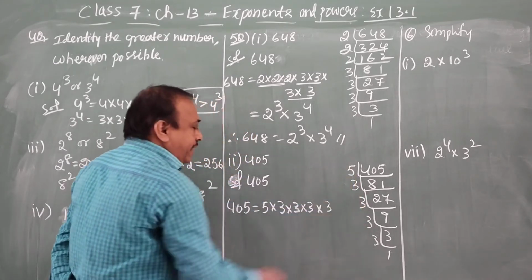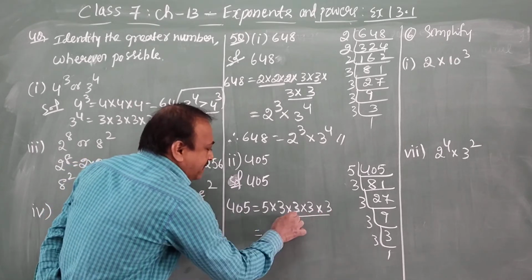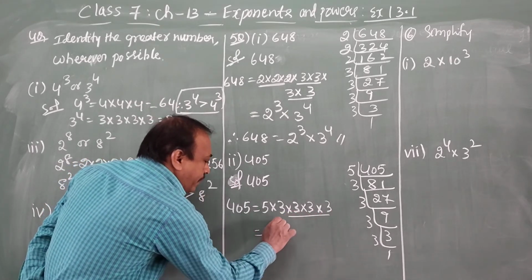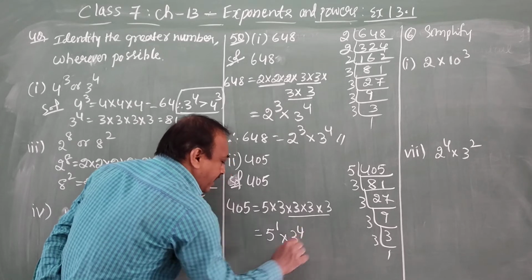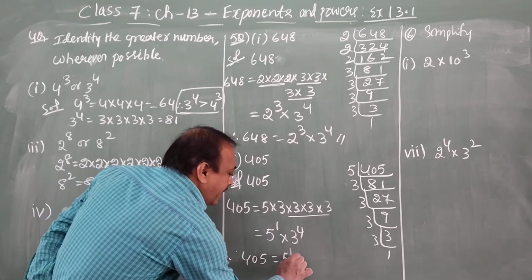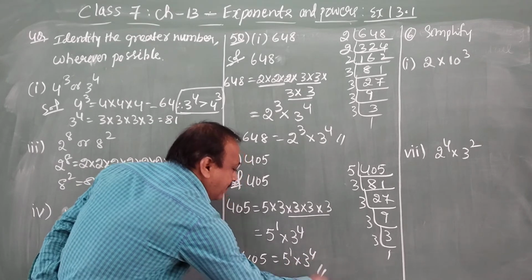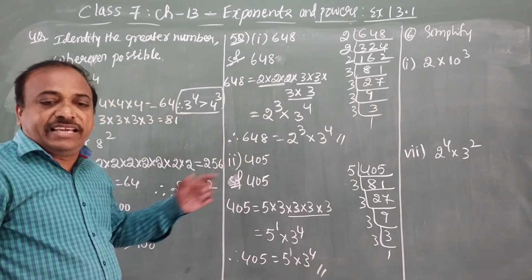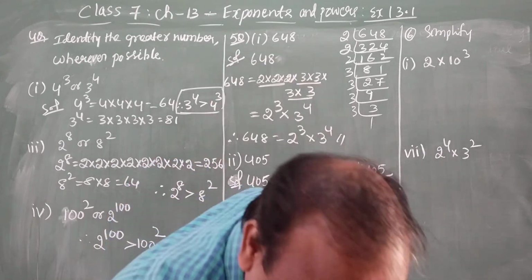3 four times and 5 one time. See here, 4 times it is there and 1 time. So 5 to the power 1 into 3 to the power 4. Therefore 405 is equal to 5 to the power 1 into 3 to the power 4. Is it clear? Let us see the next question.